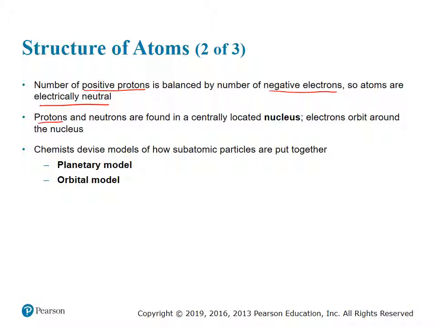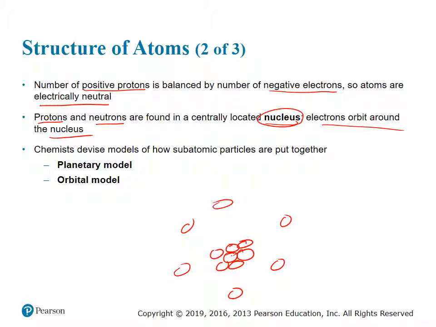Where the protons and the neutrons are found is in a place we call the nucleus, or the center of an atom. The electrons are found outside, orbiting around the nucleus. Okay? So again, if I draw several protons and neutrons, that would be the nucleus, and orbiting out, getting attracted, would be those electrons. That's what we mean by an orbit, right? And in chemistry, we use these visual models to describe how this is put together. We call this the planetary model and the orbital model.